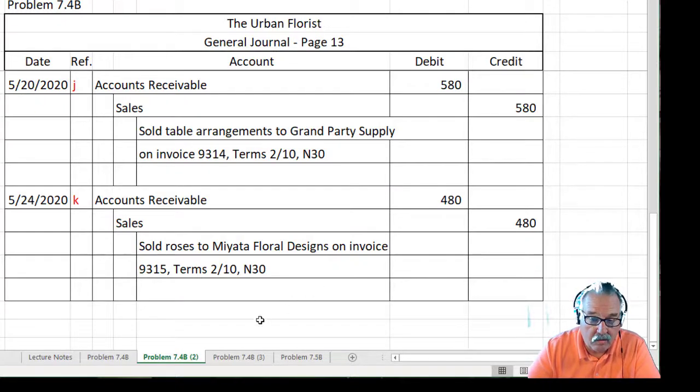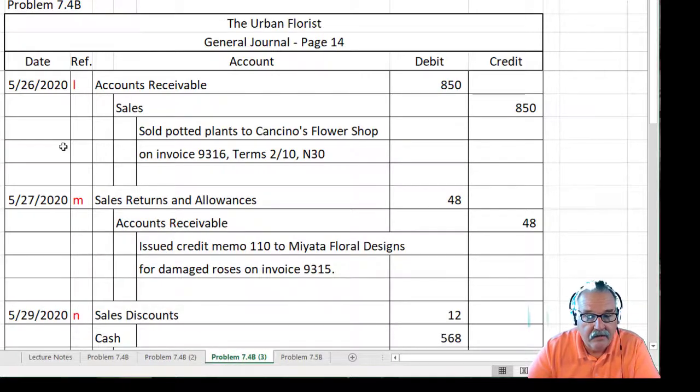And then let's go on to page 14. And this is Cancino's Flower Shop. Same transaction. We sold them some potted plants. Debit accounts receivable, $850, and credit sales, $850. So all three of those transactions on the 20th, the 24th, and the 26th are all identical, just different customers. Then on the 27th, we accepted a return from Miata Floral Designs, and we issued credit memo $48.